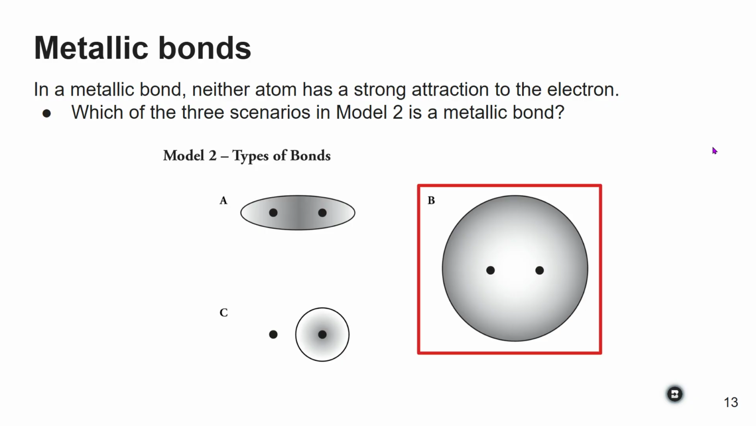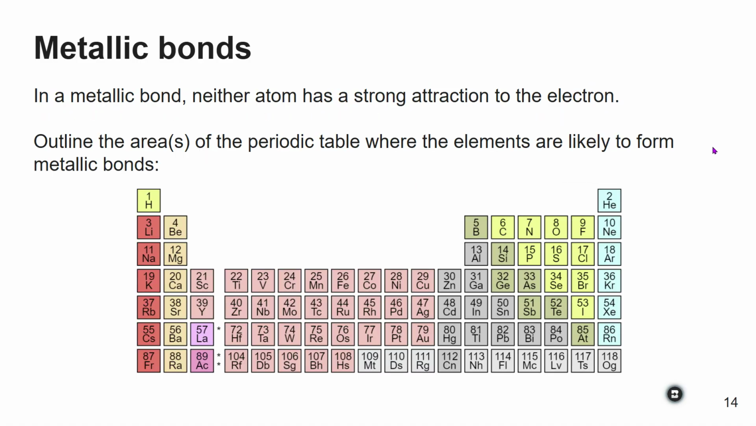Hopefully you came up with B. Again, that spherical pattern of the electron is just kind of a loose attraction to the electron, so it's just going to be orbiting around both nuclei. Here we're looking at a periodic table. Remember, neither atom in a metallic bond has a strong attraction to the electron.